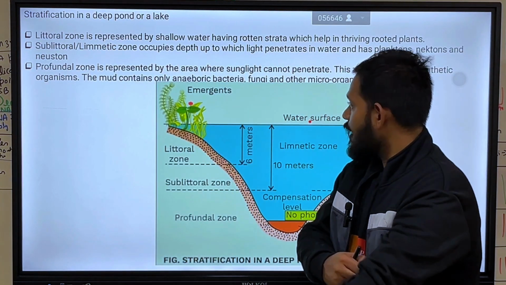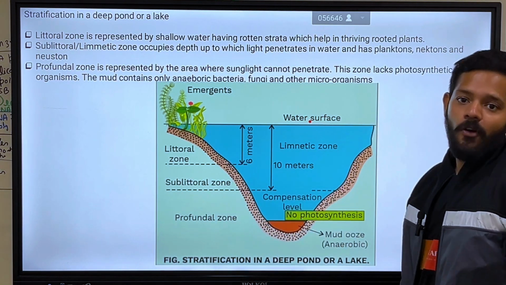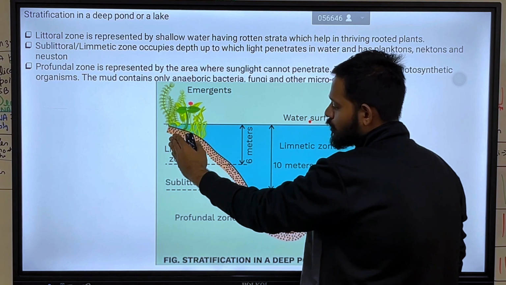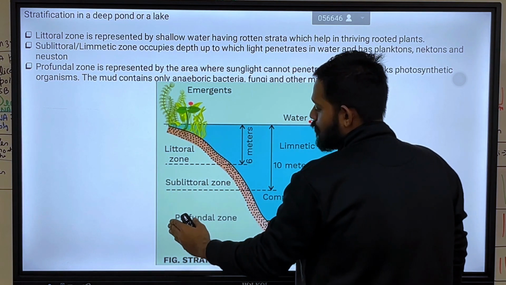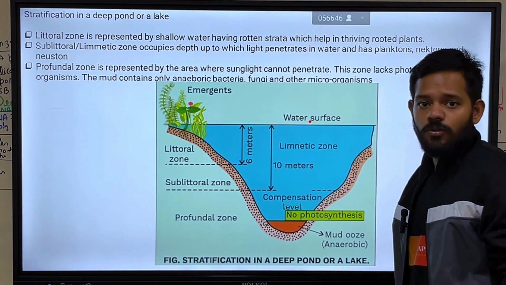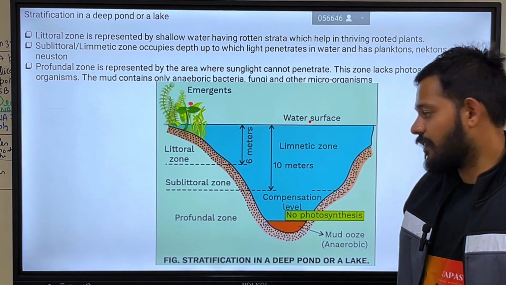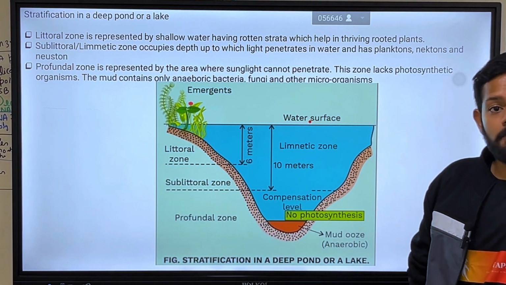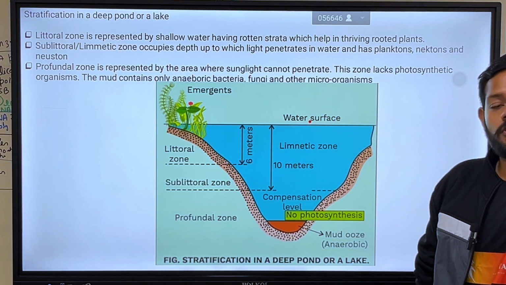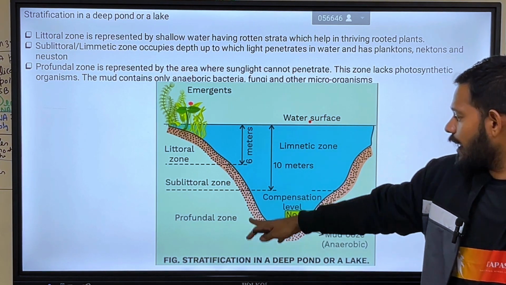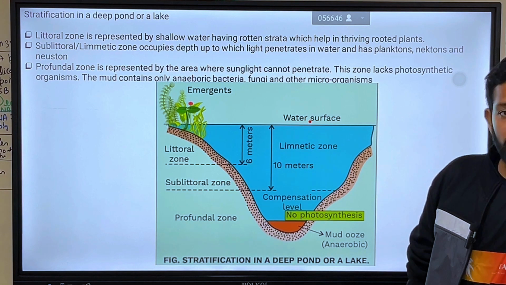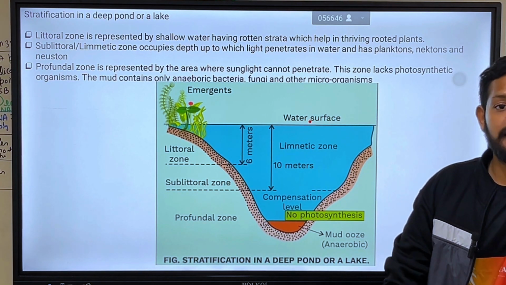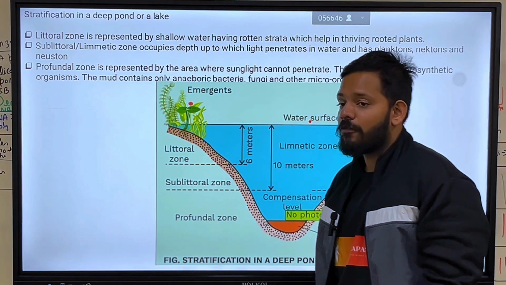Okay, now second, we are going to talk about stratification in ponds or water bodies. In this we have 3 zones: littoral zone, sublittoral zone, and profundal zone. The littoral zone is the zone which is near the surface of the water. The sublittoral zone is below the littoral zone, the middle area, where most of the fishes you can find. And the profundal zone is the lowest zone of a pond, you can say the bed, the sea bed.